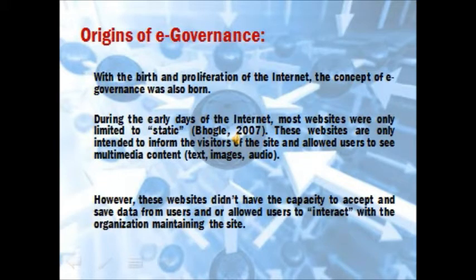During the early days of the internet, most websites were only limited to static, meaning these websites only contain information that users can read. These websites are only intended to inform the visitors of the site and allowed users to see multimedia content. However, these websites didn't have the capacity to accept and save data from users, and it also didn't allow users to interact with the organization maintaining the site.